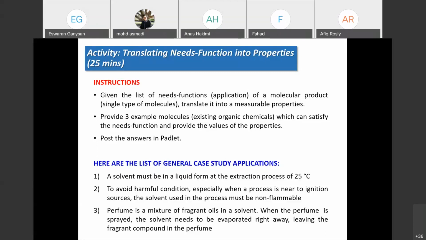What is the molecule inside there? I think it's almost similar. Once you apply the sanitizer, the solvent must be liquid form, right? And then it's going to evaporate at the room temperature. That is the needs function. That's a good example for sanitizer.